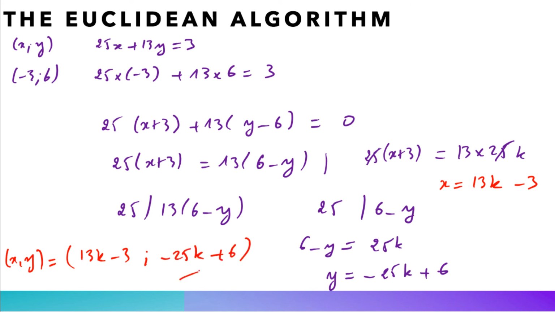Now does this really work? Actually it does, because if you do 25 times (13k - 3) plus 13 times (-25k + 6), I'll leave it to you to see that this is equal to 3 for every integer k.